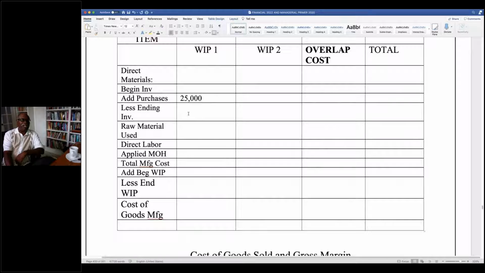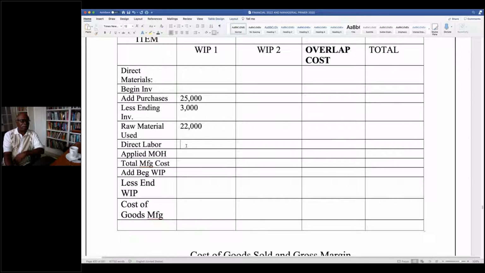Okay, where are we going to get the inventory from? Well, I get my less ending inventory from my raw material use, so you just subtract the raw material use from the added purchases, which will give you the less ending inventory. So that would be 22,000. So purchases less the ending inventory gives us 22.